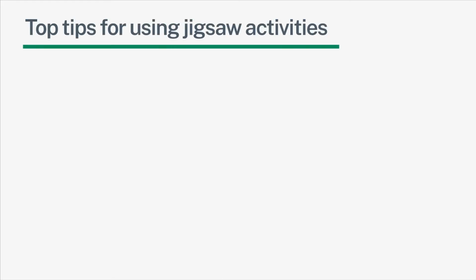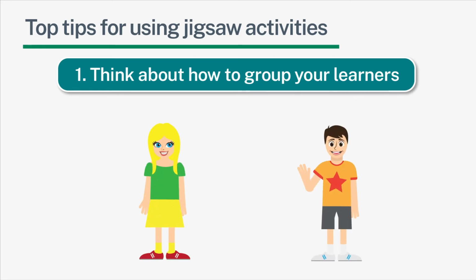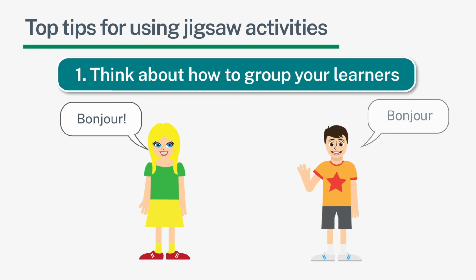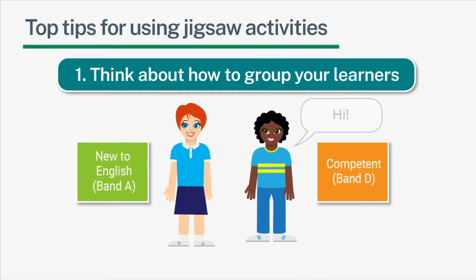Top tips for using Jigsaw activities. 1. Consider how to group your learners. You may want to pair learners with other learners who share a first language. Or you may want to pair learners with other learners who can provide a good model of English.